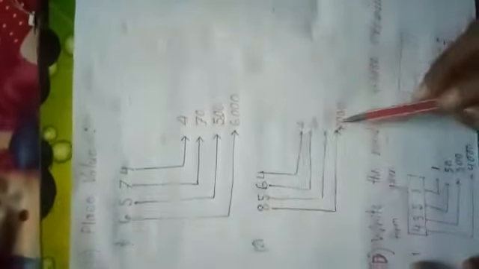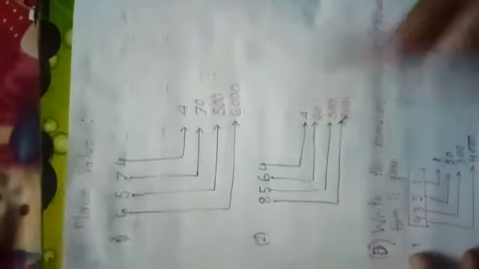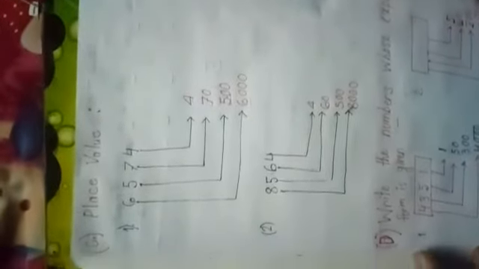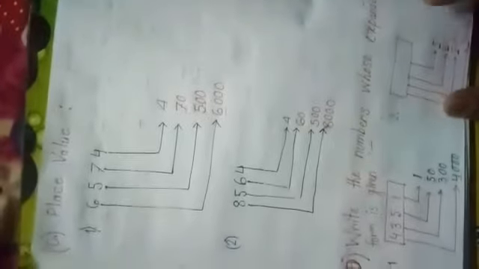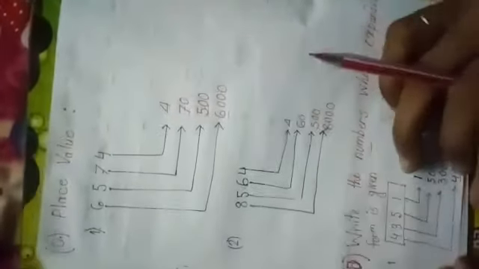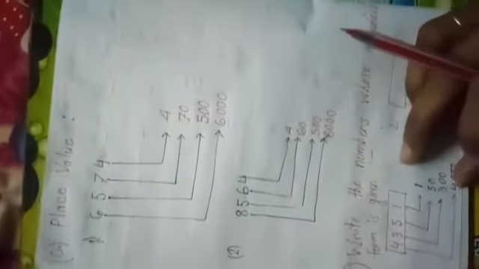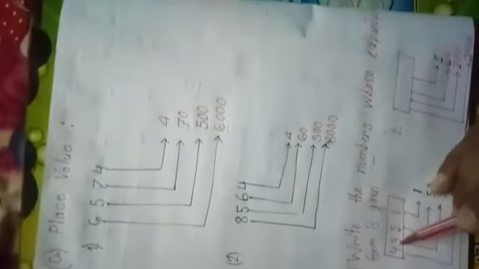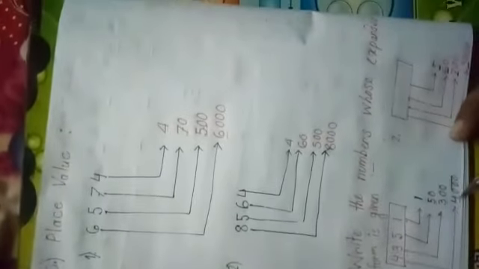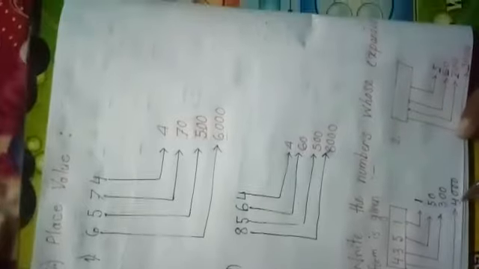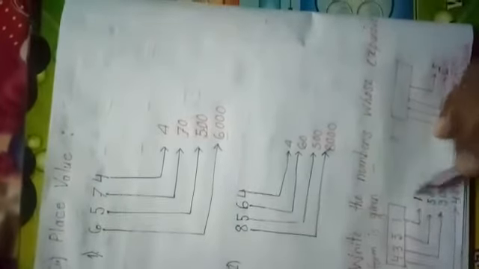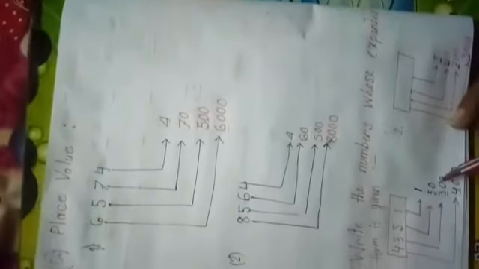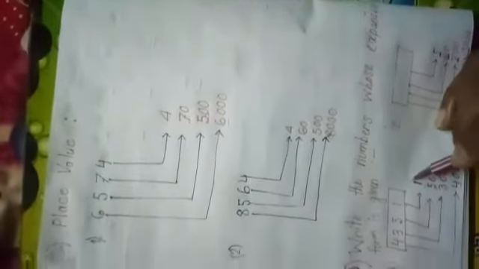So 8560 plus 4. Now the expanded form is given, the place value is given, you write in short form. So it's very easy to move from down to up. 4, 3, 5, 1. 4000, 4350 plus 1.